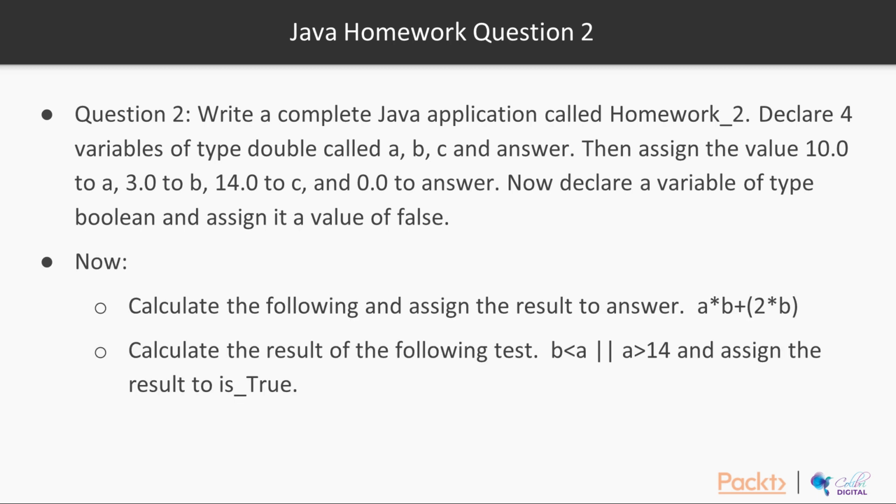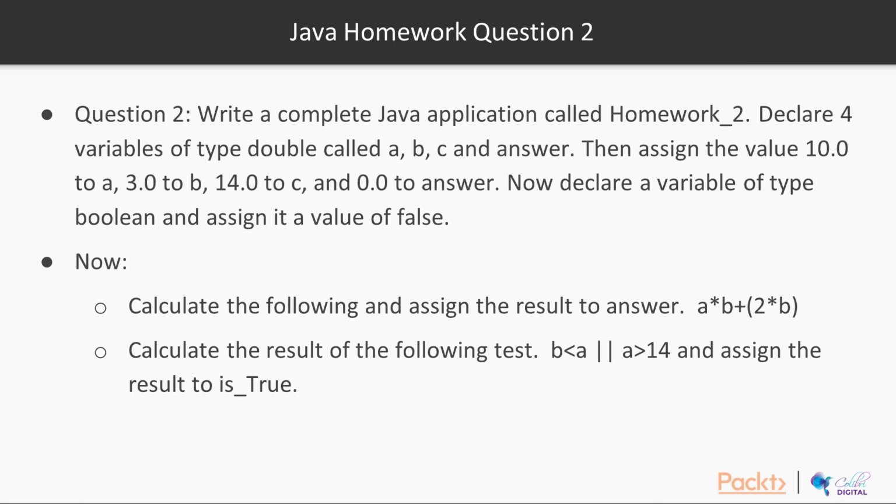Then what we wanted to do, number 1, is calculate A multiplied by B plus 2 multiplied by B, and that was in parentheses. I was just wondering if you could have worked out the answer on a piece of paper before you allowed the application to work it out for you. It would have been interesting.